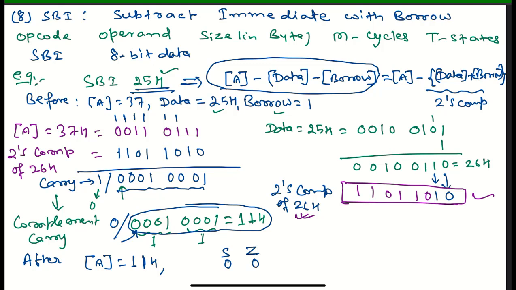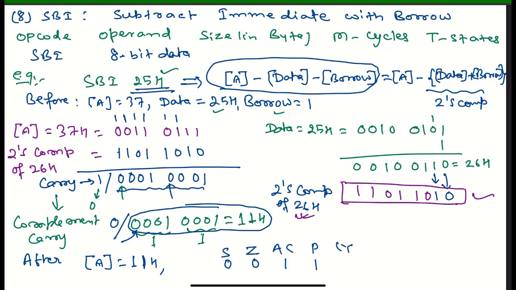Then we have to see the auxiliary carry. Auxiliary carry is generated from this 4th stage, so the auxiliary carry status will be 1. Then we have to check the parity. In this result, there are 2 ones, which means an even number of ones, so this will be even parity. So the parity bit will be 1 here.